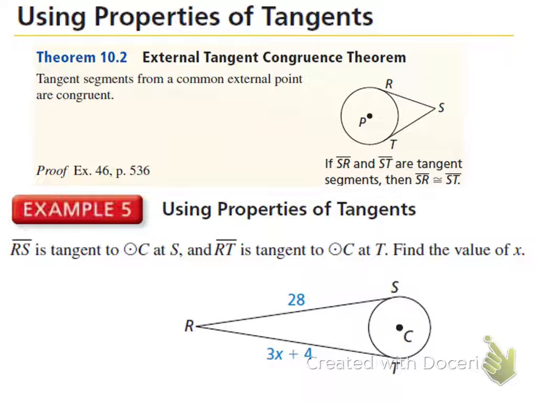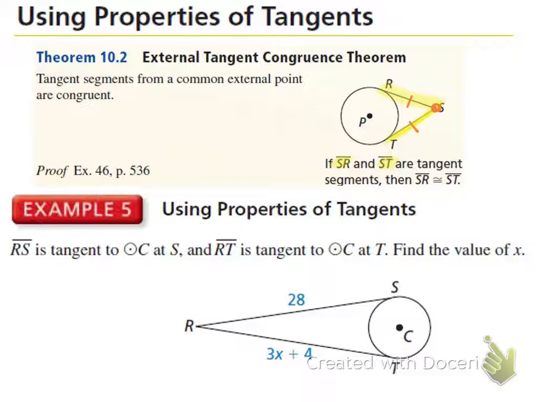Tangent segments that have a common external point are congruent. So here's what that means. We have SR is a tangent. ST is a tangent. They both intersect externally at S. So that means their lengths are going to be congruent. Congruent means that they are the same measure.